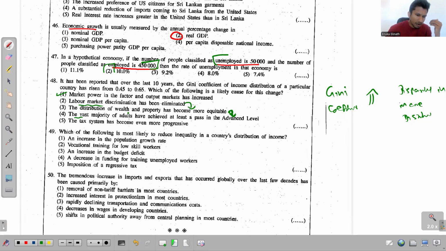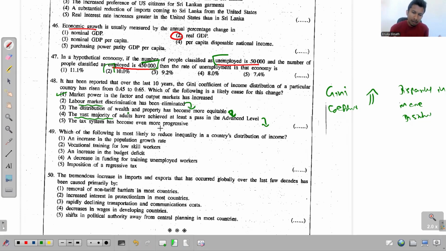The fourth one, the vast majority of adults have achieved at least a pass in advanced level, which means their education level has increased. If not, their knowledge has increased. So when knowledge increases, even the low skill workers have the ability to earn somewhat higher income so that the income disparity will decrease. The fifth one, the tax system has become even more progressive.